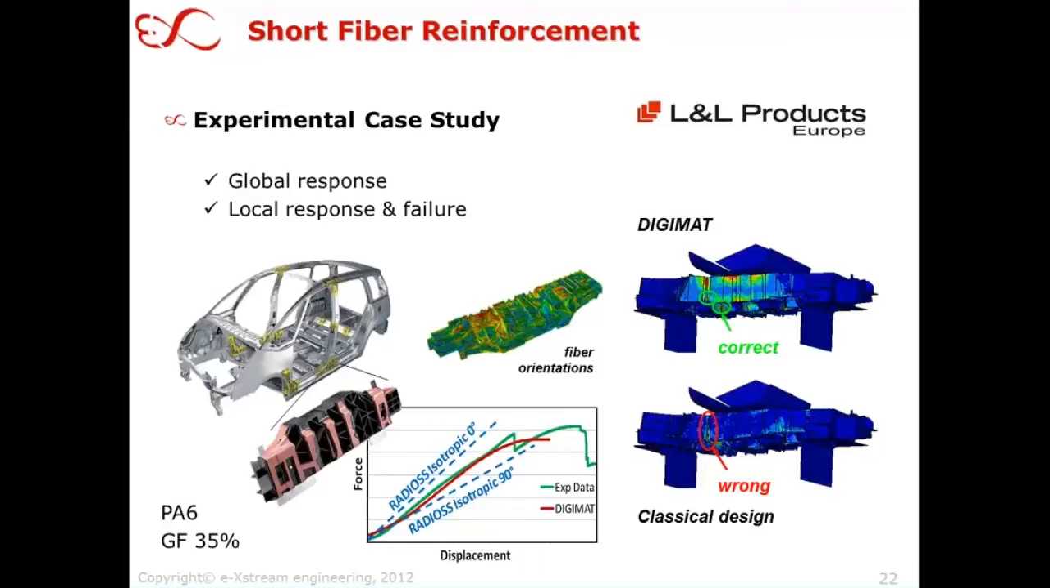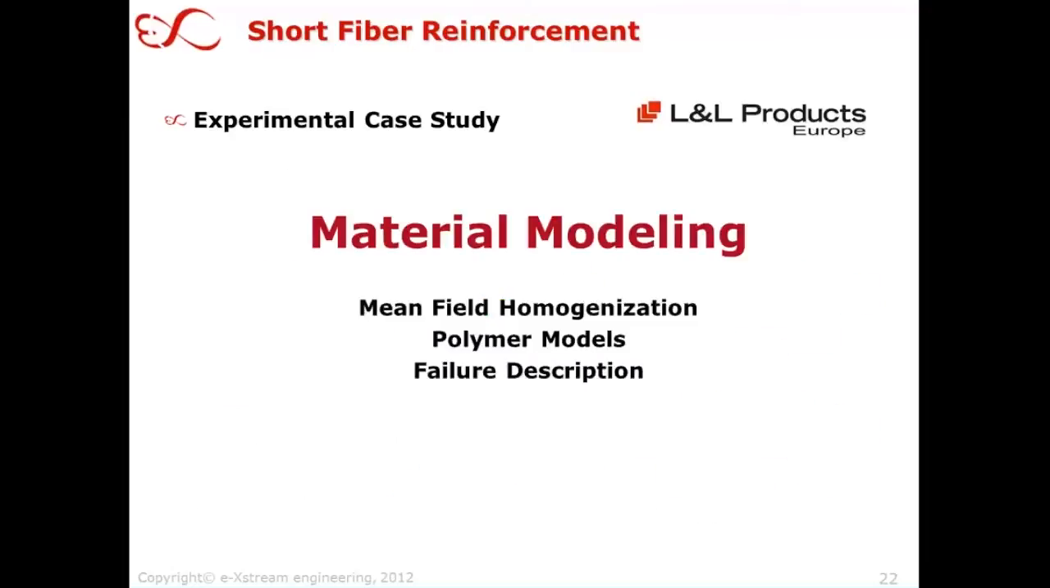But what is even more critical is that with the isotropic model, they predicted the failure behavior of the part in the wrong way. So the failure was really happening in the wrong mechanism in the part. And by switching to the fully anisotropic DIGIMAT model, they succeeded in predicting a correct failure behavior, as they could see it from high-speed cameras in the dynamic testing scenario for this part. So many reasons why one should use the anisotropic material description.